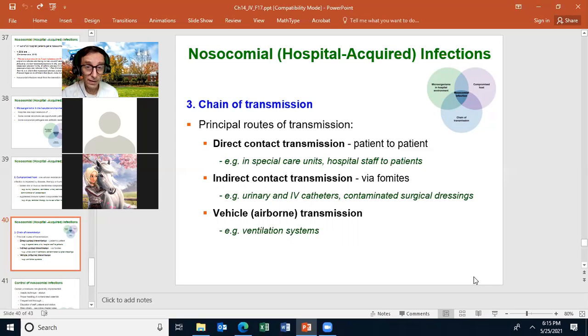And then there can be vehicle or airborne transmission, which is spread by the ventilation system. Fortunately, in the hospital, vehicle transmission is rare, but there are some diseases, like in the child's ward, like measles, COVID-19, where the disease could spread by the ventilation system. Any question about the chain of transmission of a nosocomial infection?